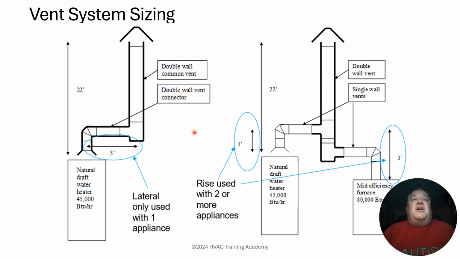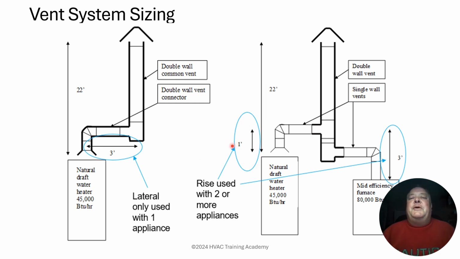So in single appliance applications, we're always going to have what we call the lateral measurement, which is the distance offset from the main vertical section of venting. Now keep in mind, if we've got 2 appliances hooked up to that system, how are we going to be able to do this with a lateral, right? Because we're going to have 2 laterals, which one do we use? So with one appliance, we're always going to use this lateral measurement. Whenever we go to 2 or more appliances, we're not going to worry about the lateral measurement.